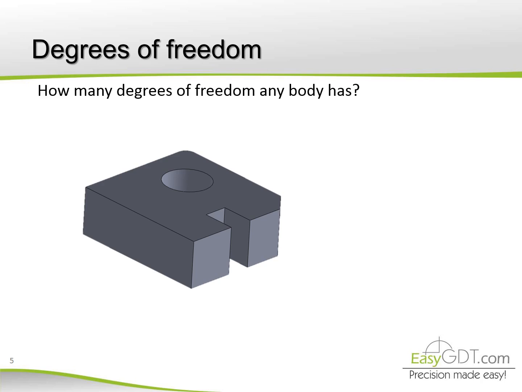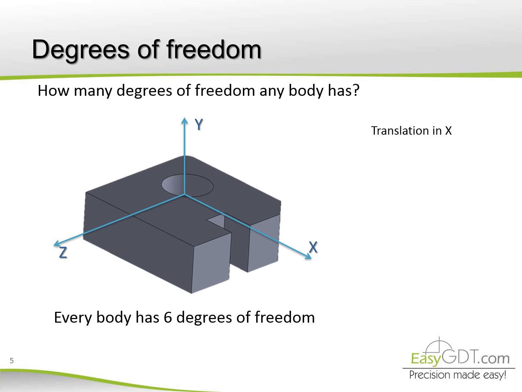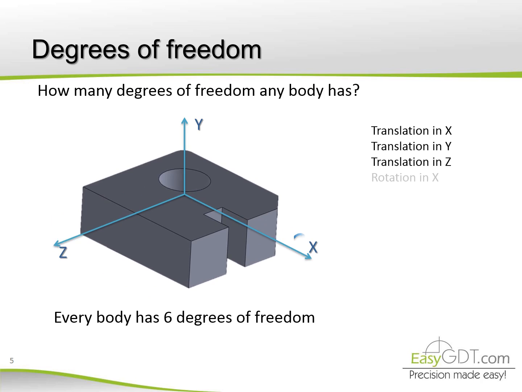How many degrees of freedom does any body have? Everybody has 6 degrees of freedom, 3 of translation and 3 of rotation. Translation in X, translation in Y, translation in Z, rotation in X, rotation in Y, rotation in Z.